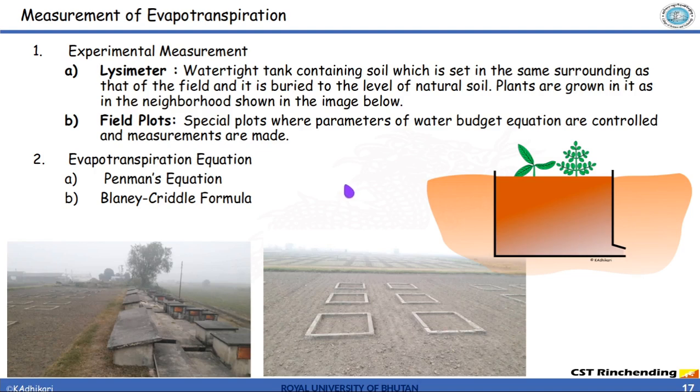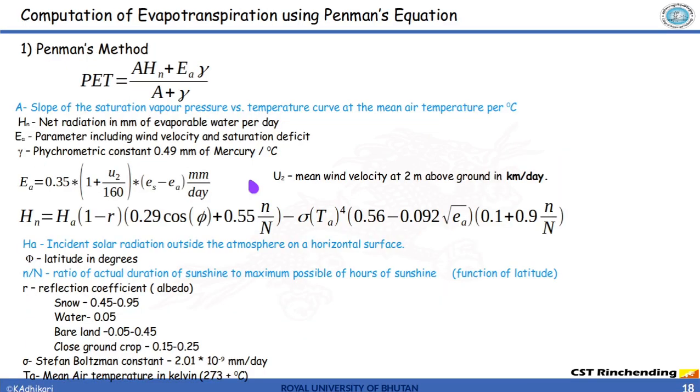And like I said, there are many equations available, so let's discuss these equations. To begin with, let's discuss the Penman's method. To compute the evapotranspiration from a plot, we can use this expression whereby evapotranspiration, the potential evapotranspiration or the consumptive use, is equal to (A Hn + Ea gamma) divided by (A + gamma), where A is the slope of the saturation vapor pressure versus temperature curve at the mean temperature, in degree centigrade per degree centigrade.